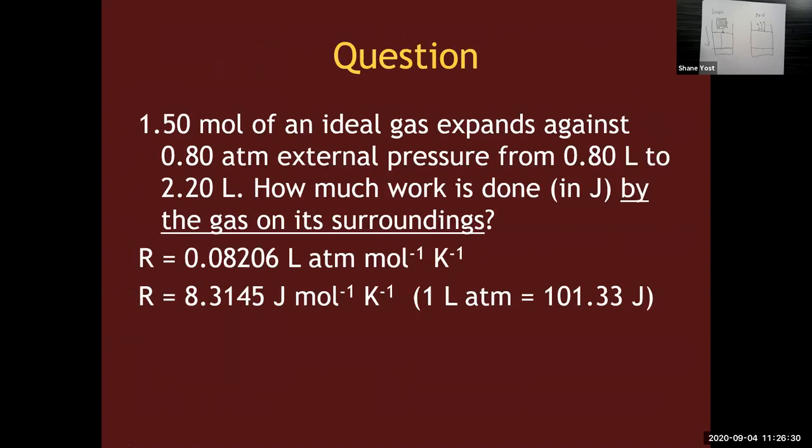All right, so let's apply some of this. I've got 1.5 moles of an ideal gas that expands against 0.8 atmospheres external pressure from 0.8 liters to 2.2 liters. The question is, how much work is done by the gas on its surroundings? A couple of constants and things like that are given.